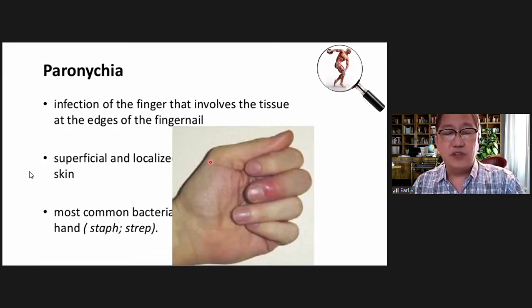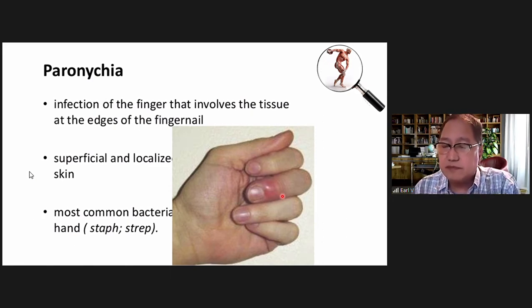Other disorders include the infection of the finger that involves the tissue at the edge of the fingernail. We call this paronychia. This is so painful. And this is caused by staph and strep. Treatment here is drainage of the pus. You have to incise it here to remove the collection of pus to allow the pus to drain out.